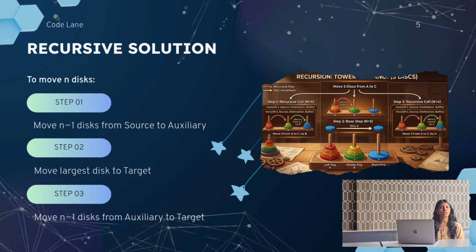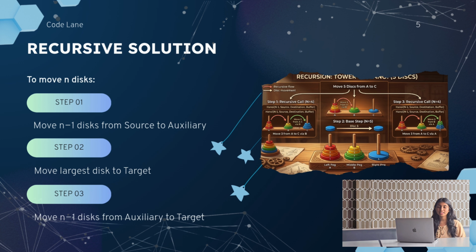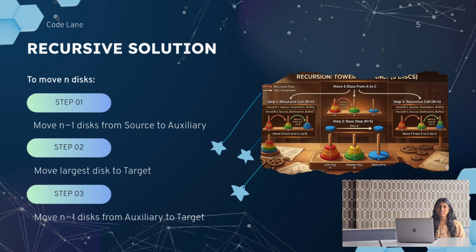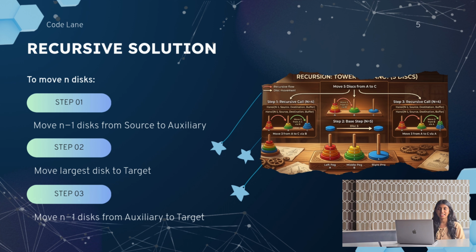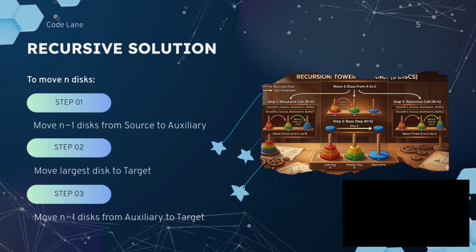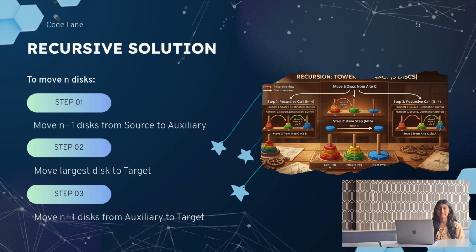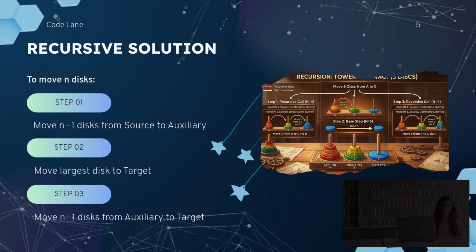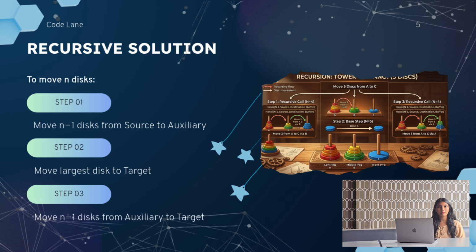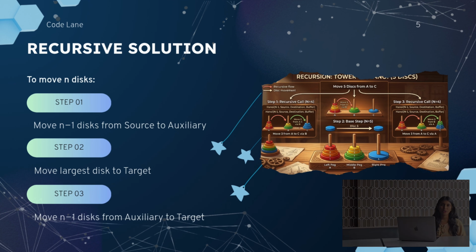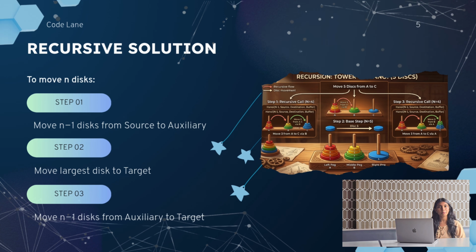For example, solving the problem for 2 disks follows almost the same pattern as solving it for 3 disks or even more disks. Only the number of steps increases. That repeating process is called recursion. So, the same logic repeats for every number of disks, and that is what makes recursion such an important concept in the Tower of Hanoi problem.